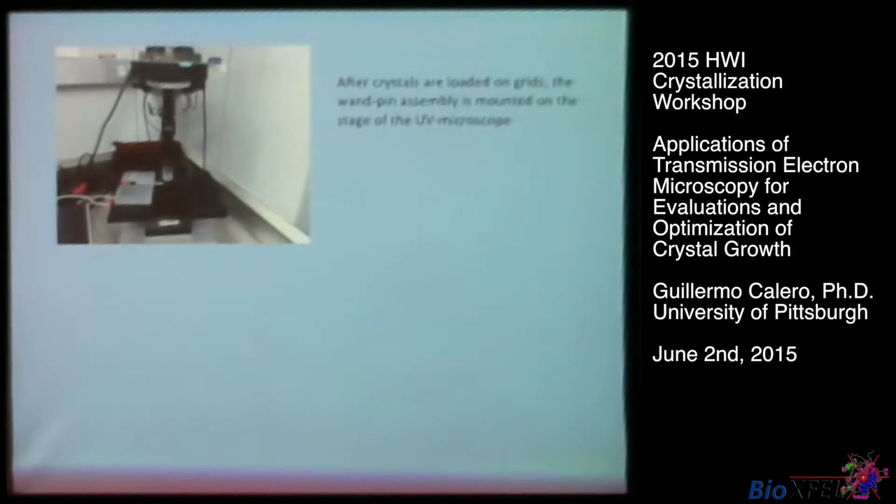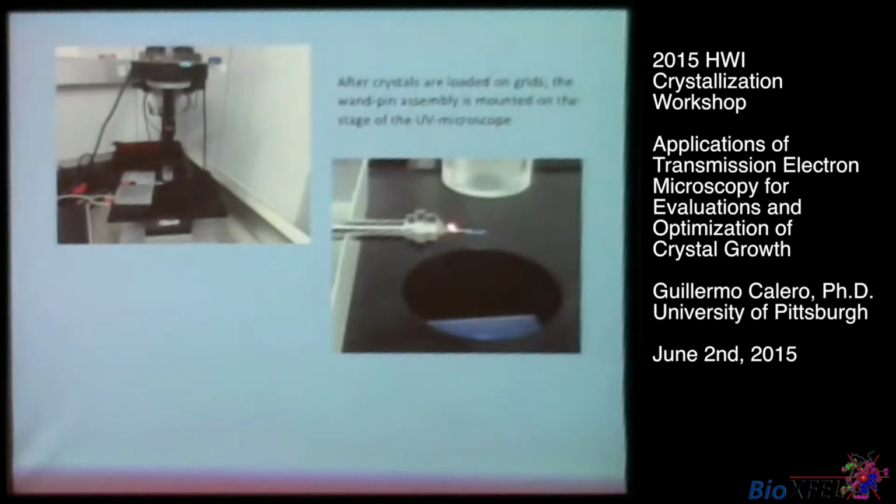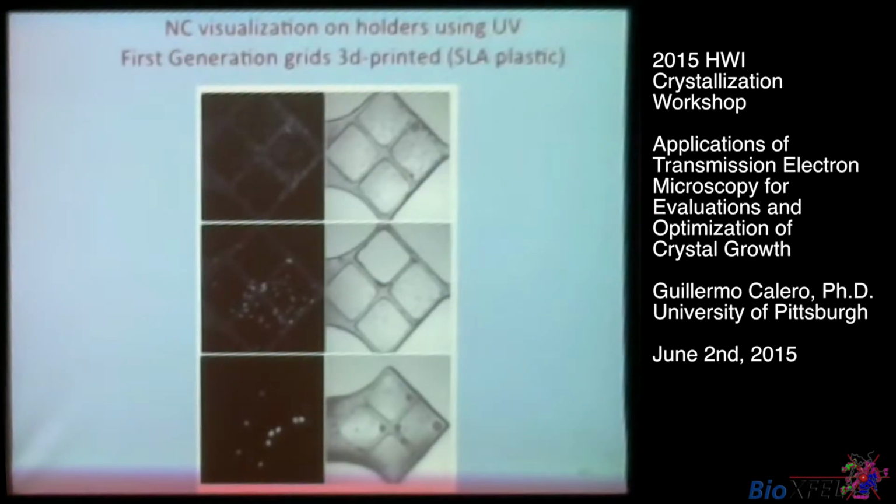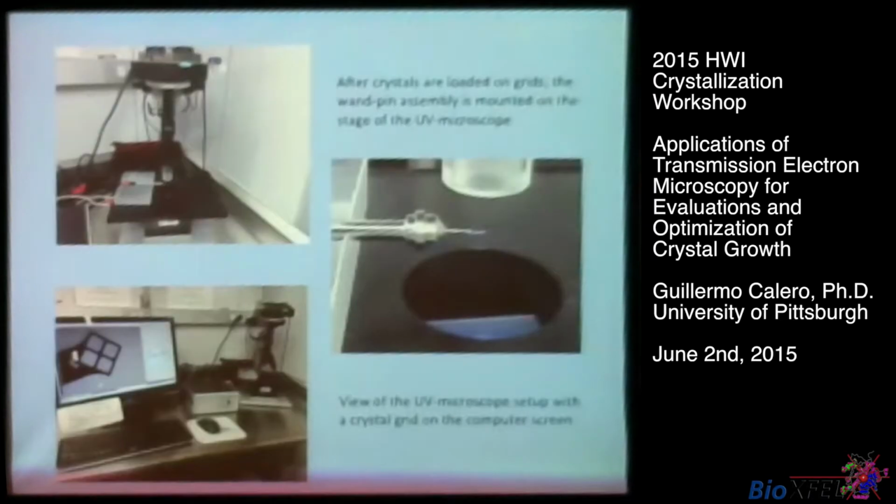And then we have this UV setup, and again, we're still working on it. You can see this is a UV microscope, and this is the wand, and you can see the crystal here, right? UV. And then we take a picture, and that's what we get. So frozen, or is that still? No, that's not frozen, not yet. Sorry, let me show you. So this is not frozen, just like that, right? So you take a picture, and that's exactly what you do. You freeze it.